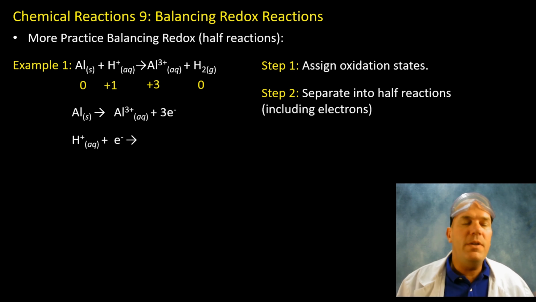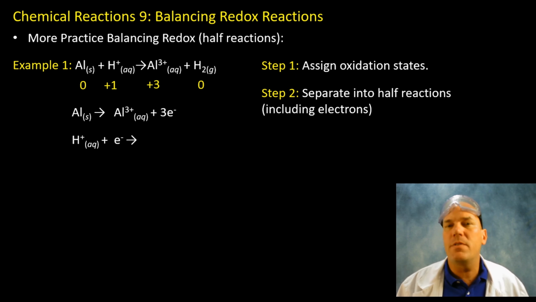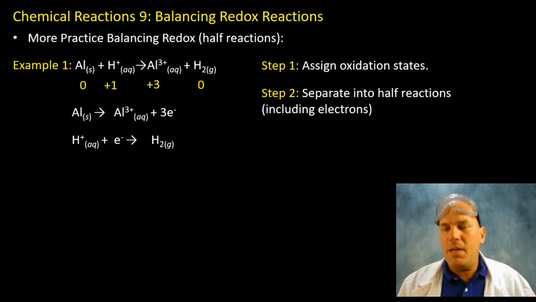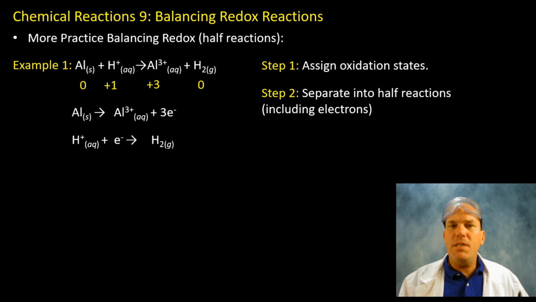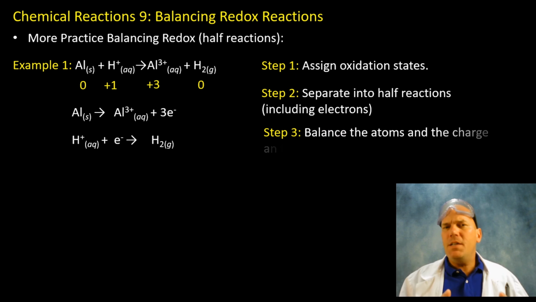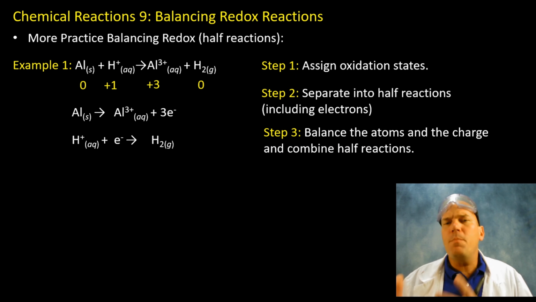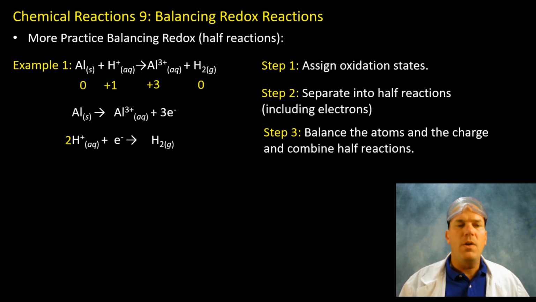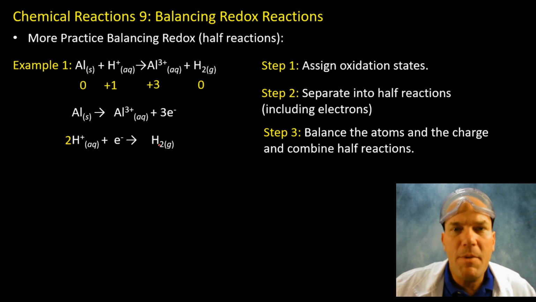Now let's look at our reduction half reaction in which this hydrogen cation is being reduced into diatomic hydrogen. So when looking at this, you should see that we have an issue here with not only charge, but also mass. So we're going to need to look at that. We're going to need to balance the atoms or mass and the charge, and then ultimately combine these 2 half reactions. So for the second half reaction, you can see we have our diatomic hydrogen here.